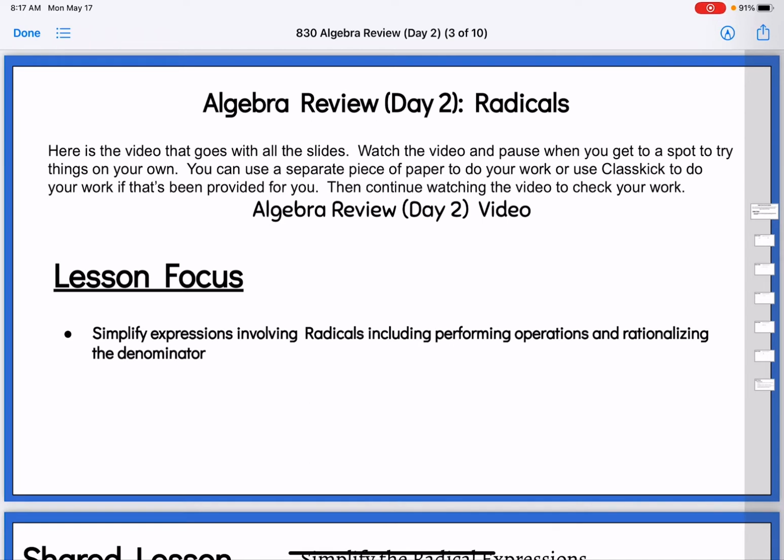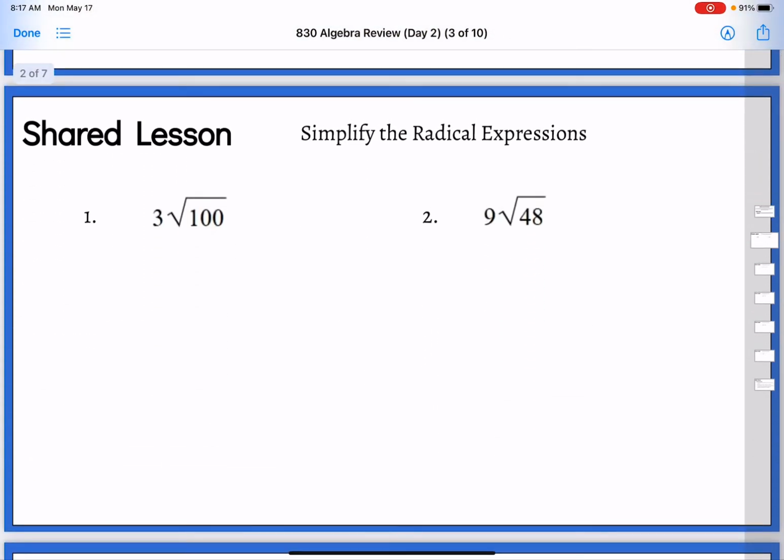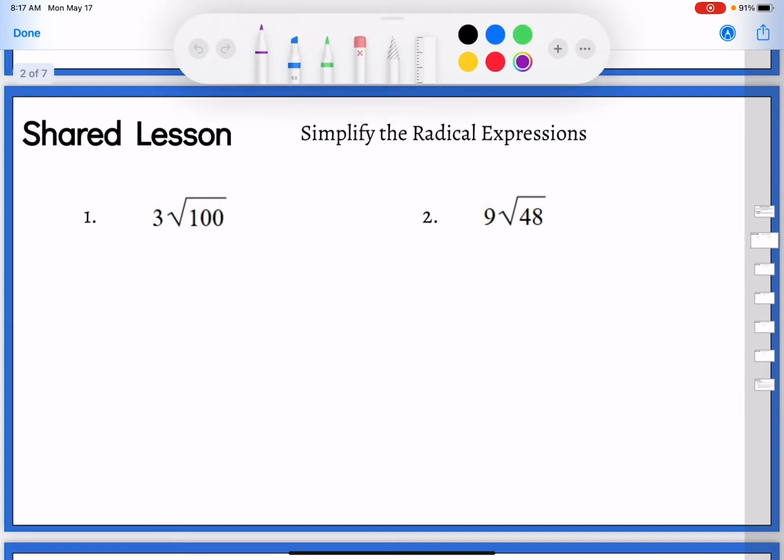radicals: add, subtract, multiply, divide, all of that good stuff with radicals. So hopefully this will come back to you fairly quickly, but we're going to start with the basics, right? So if I have the number 1 here, 3 radical 100. Remember, the radical is like a square root. So that means that you're thinking what times itself equals 100, right? That's what a square root of 100 means. What times itself equals 100.